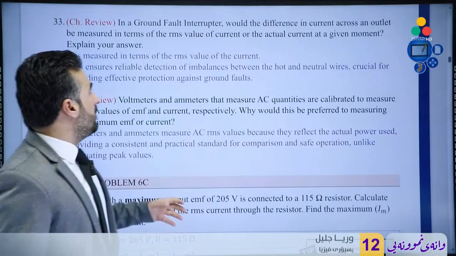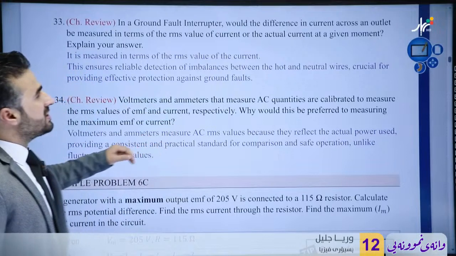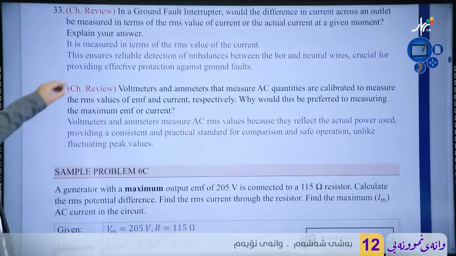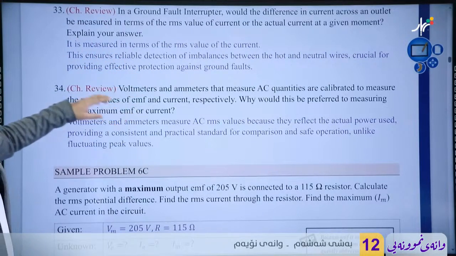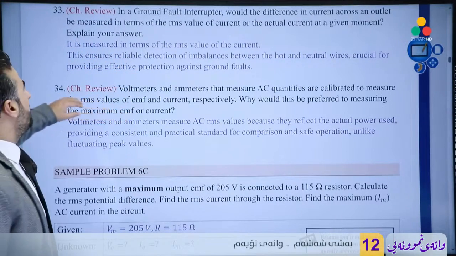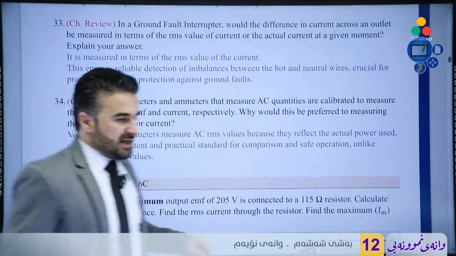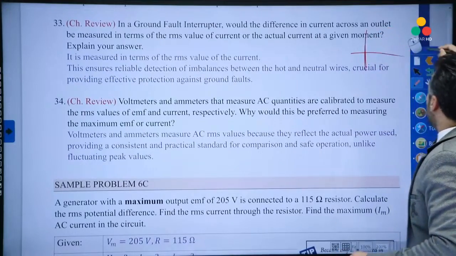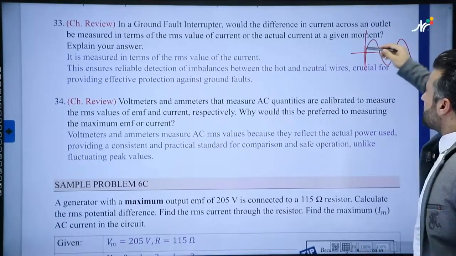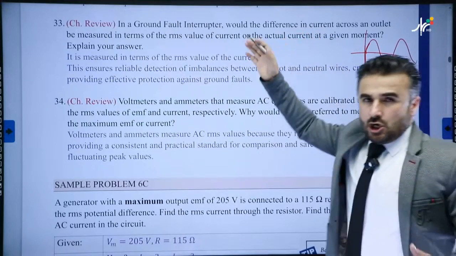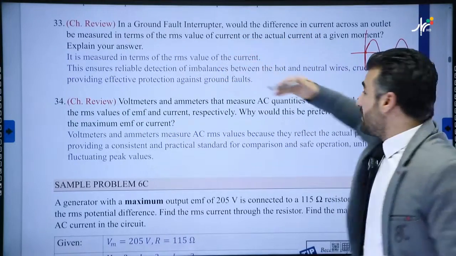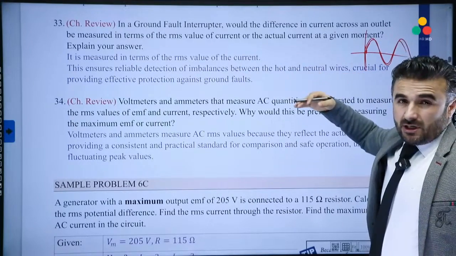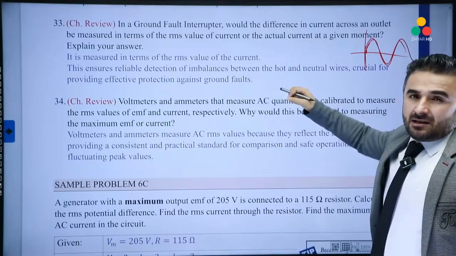So in a ground fault interrupter, the difference in the current across an outlet is measured in terms of the root mean square values, the effective values of the current, or the actual current at a given moment. Explain your answer. Of course, the value of the alternating current is going to change constantly, so it increases and decreases. This device would not be very accurate measuring the instantaneous current, because these values increase or decrease at every instant.